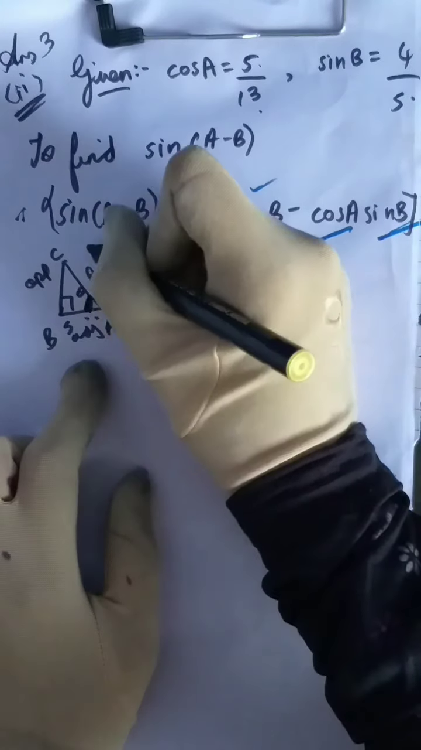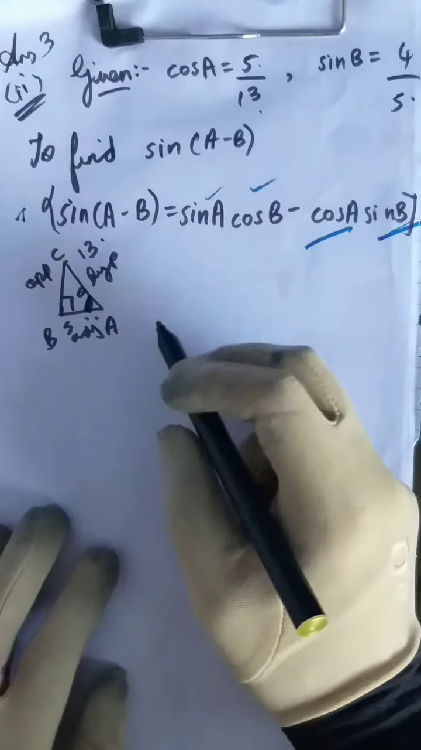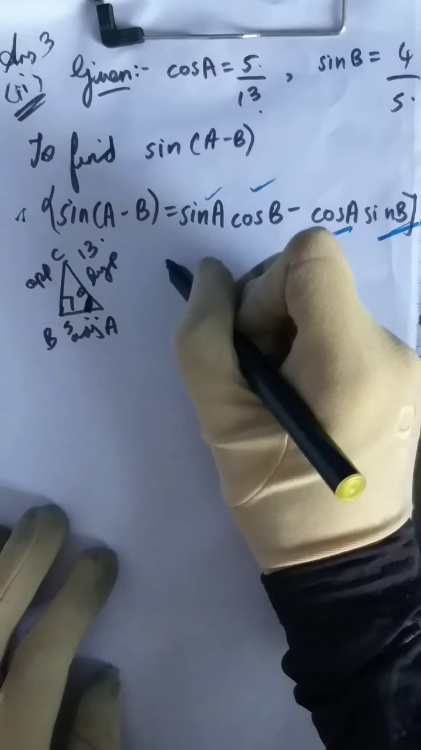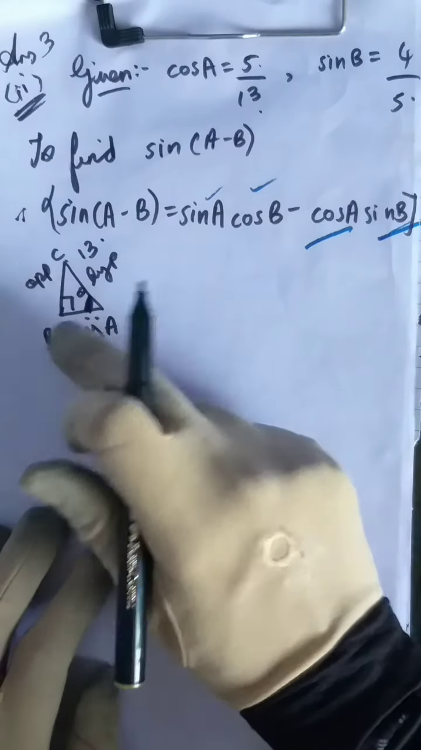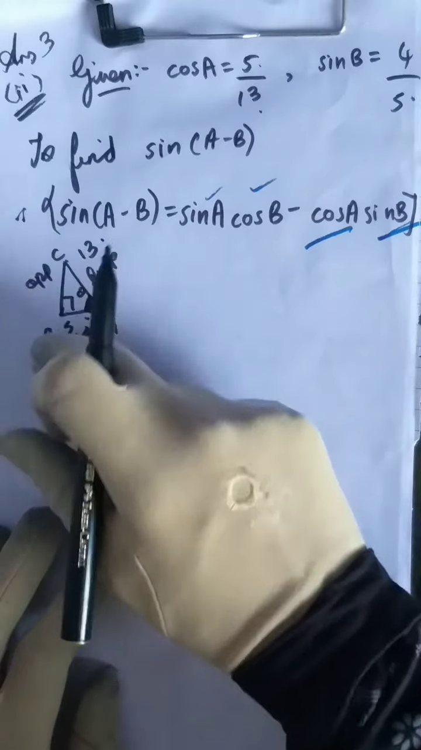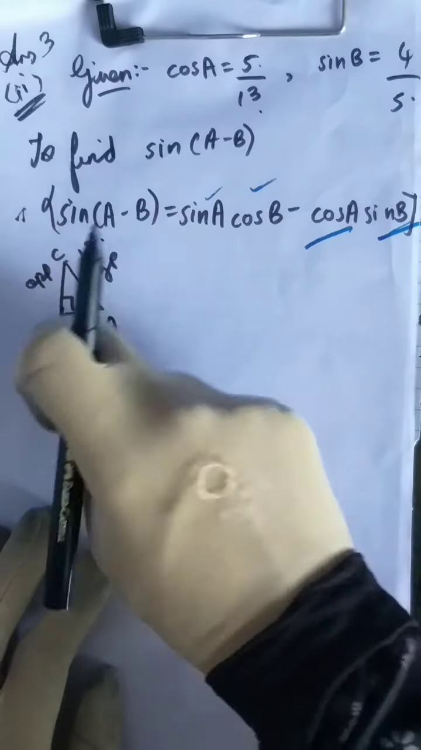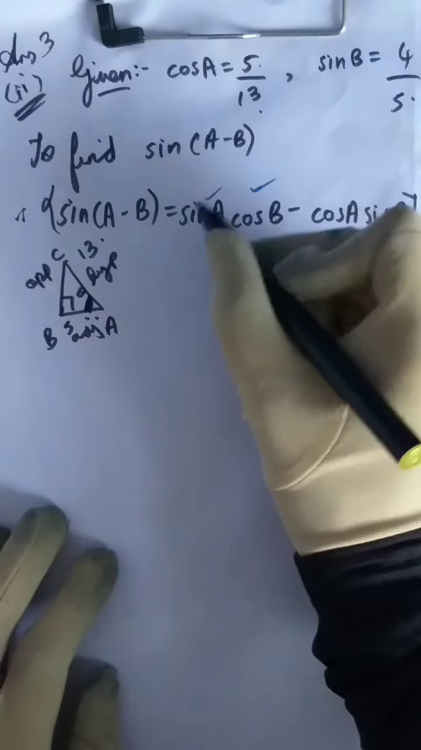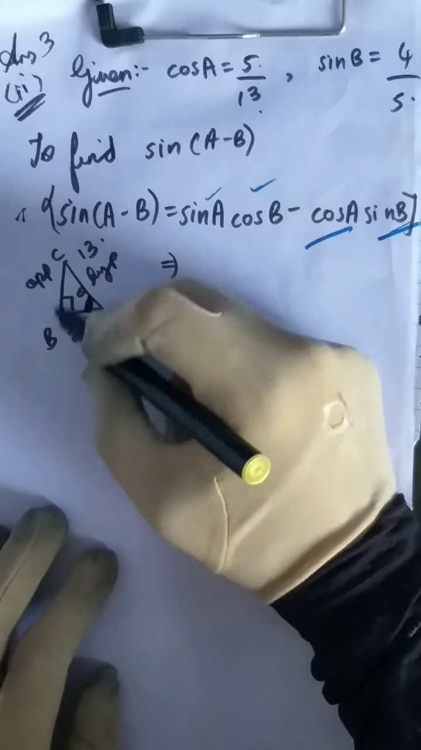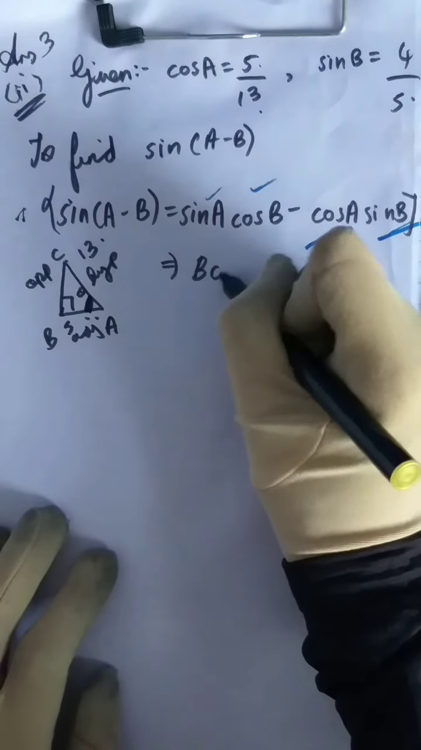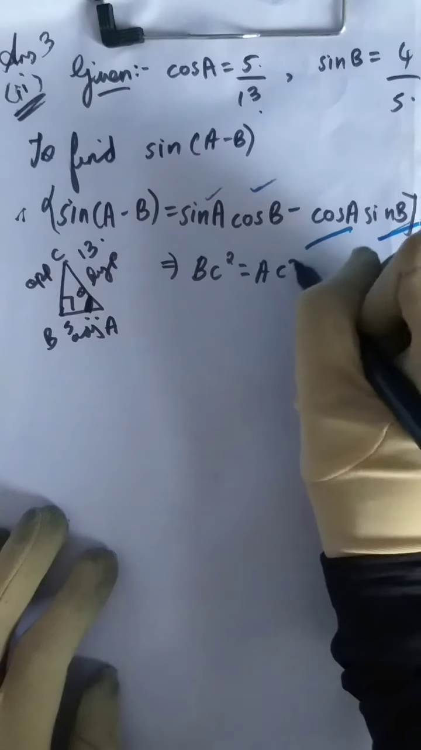Adjacent is 5 and hypotenuse is 13. So here we need to find out BC. We know by Pythagoras theorem AC square is equal to AB square plus BC square, since hypotenuse square is equal to adjacent side square plus opposite side square. So here we need the value of BC, right? So BC square is equal to AC square minus AB square.